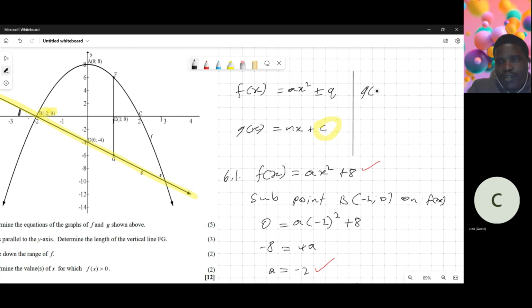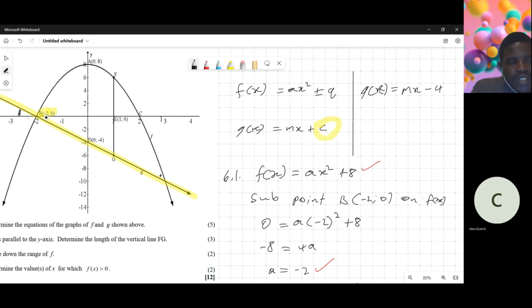Our g(x) equals mx minus 4. That is the value of c. We got 1 mark already. c is equal to -4. So how many marks do we have now? 3 marks. 2 marks was for free.